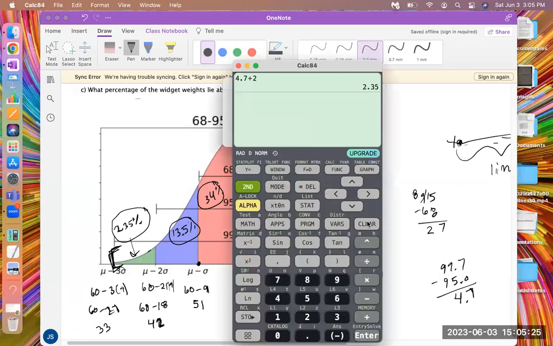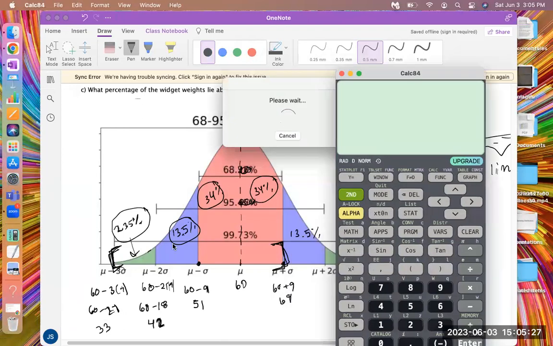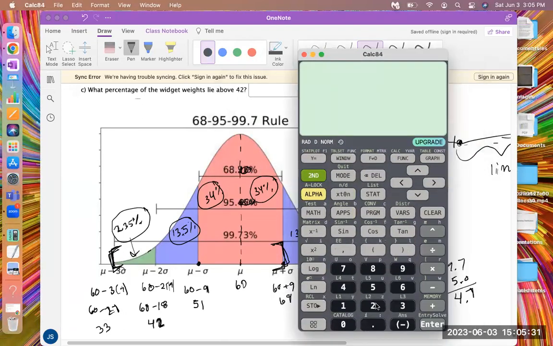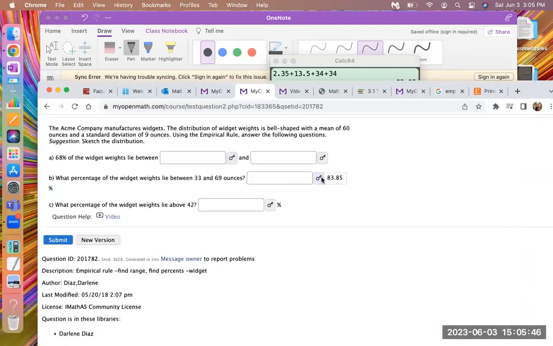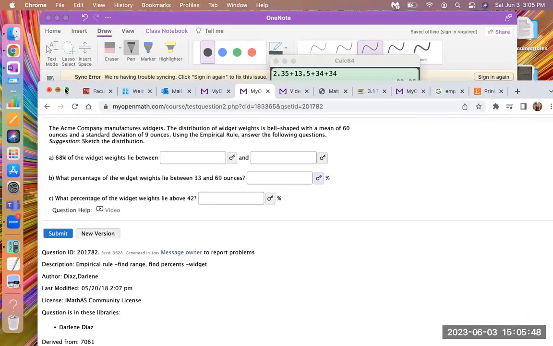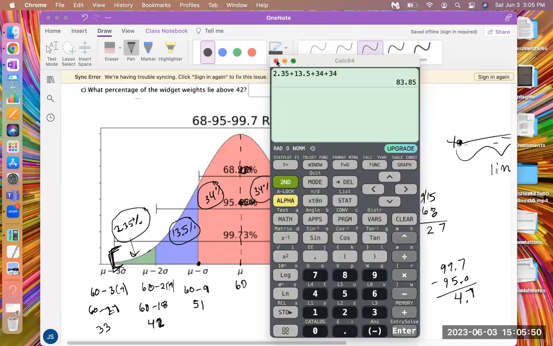I'm going to add all the areas together that are between 33 and 69. So 2.35 plus 13.5 plus 34 plus 34. And that's 83.85. And let's double check that, 82.85. All right. Okay, so that is the part. The next part.